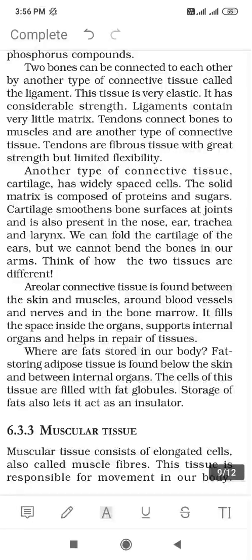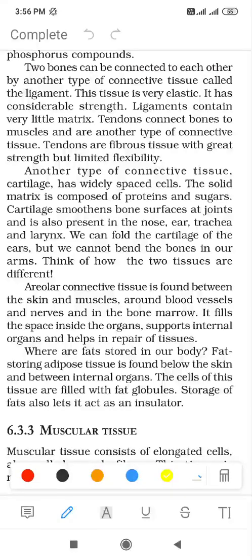Jai Hind children. In the previous class, we discussed the fluid connective tissue and the skeletal connective tissue. Today, we are going to discuss the different types of proper connective tissue. Let's start with the connective tissue, the ligament.